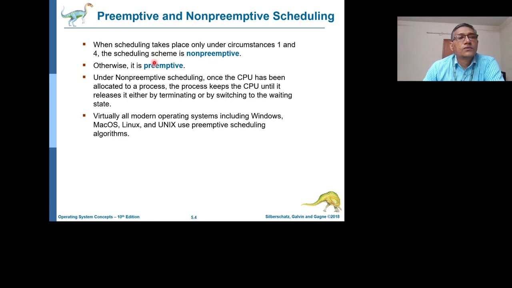When scheduling takes place only under situations 1 and 4 described in the previous slide, the scheduling scheme is called non-preemptive. Non-preemptive means the CPU cannot be taken away by force. The process, once it gets the attention of the CPU, will be completed to its fullest; it cannot be interrupted in between. Under non-preemptive scheduling, once the CPU has been allocated to a process, the process keeps the CPU until it releases it either by terminating or by switching to the waiting state.